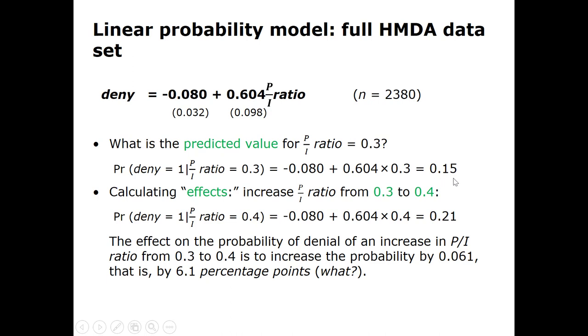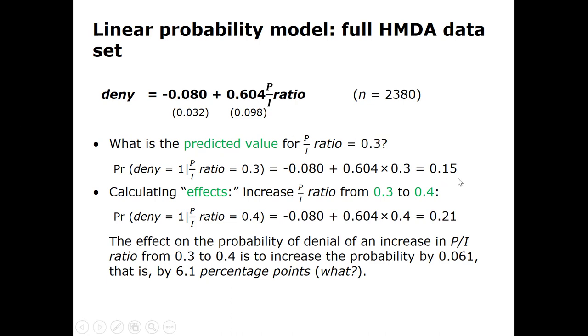So there is a low probability of disapproval in this case, right? So given the person's PI ratio is 0.3, the probability of getting a denial, maybe a better way of explaining it, getting a denial on your mortgage application is 0.15. So a small probability, yeah? And notice one thing: given the full set, we have a very statistically significant outcome here. The beta 1 is statistically significant.